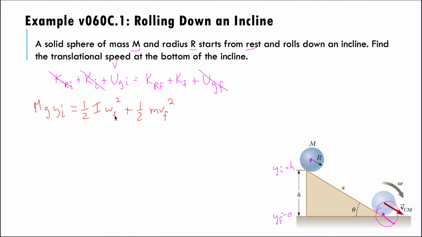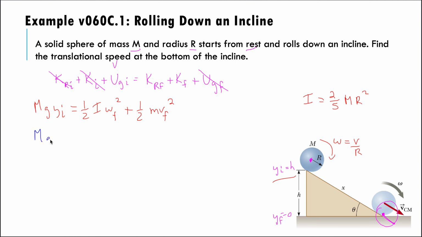We're looking for Vf, but we know that the angular speed omega is related to Vf. We know that it's equal to V over R. So we do need to make that substitution. We also know the moment of inertia of our solid sphere, if you look at our table, is 2/5 mr squared. We can make that substitution as well. We can also make the substitution that the initial height is h. So let's see what we have.